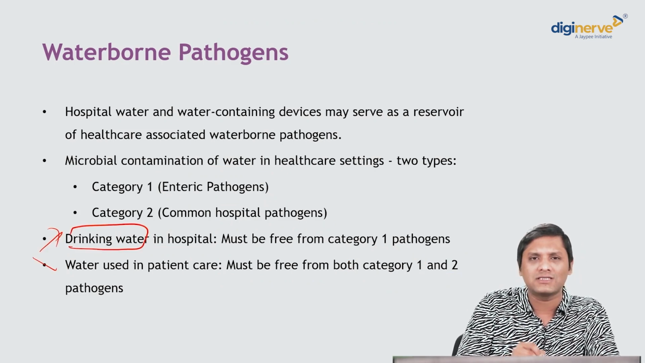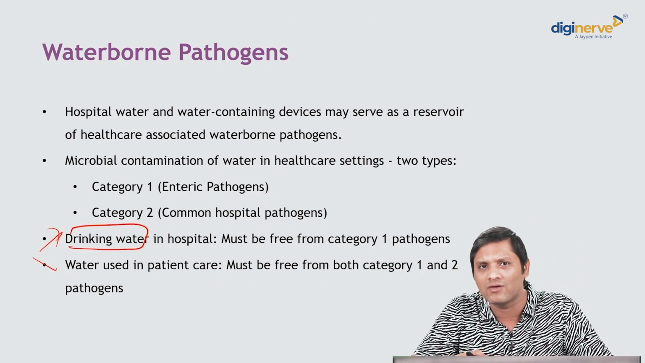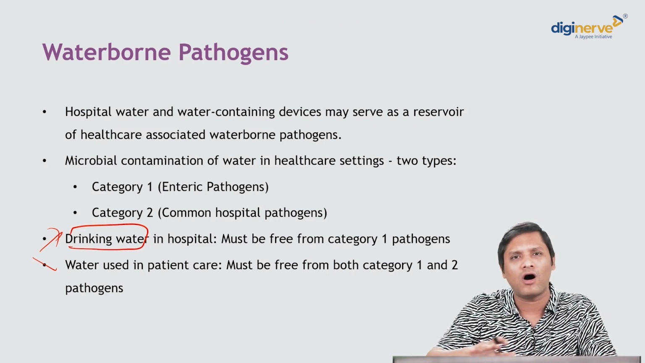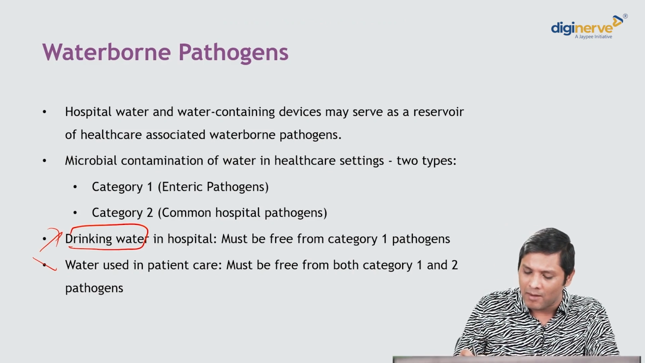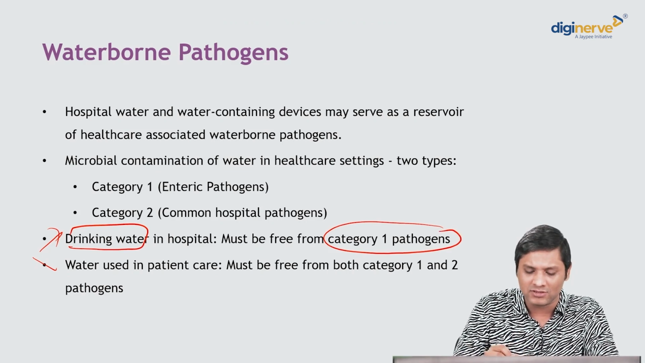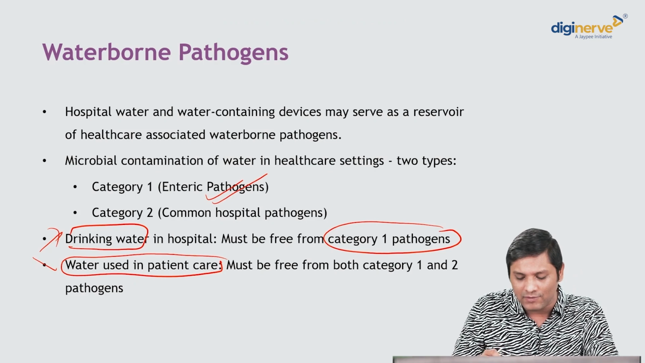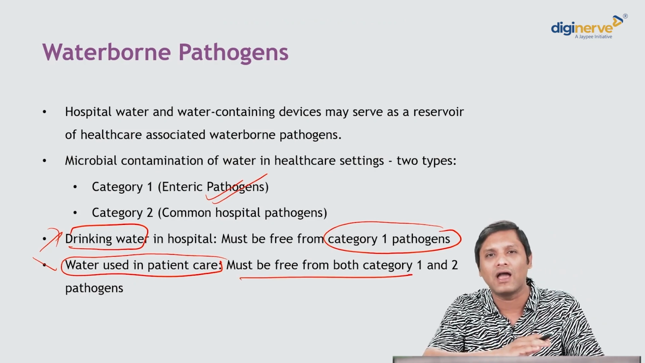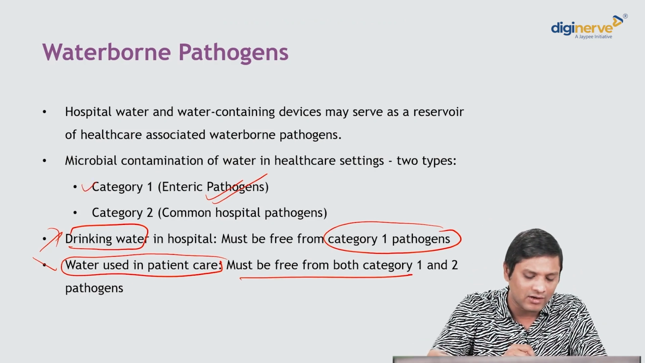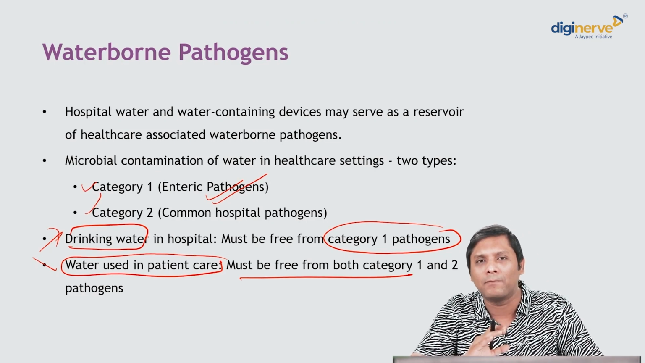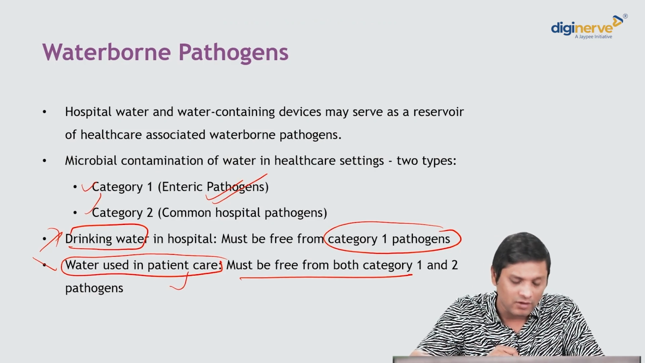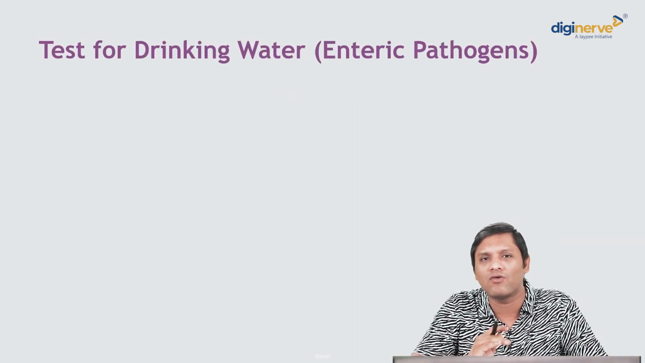Drinking water is the same as community drinking water. So whether in hospital or in community, the drinking water must be free from category 1 pathogens, that is, enteric pathogens, whereas water used in patient care activity must be devoid of any organism. Both category 1 and 2 organisms should not be present in the water used for patient care activity. So now we will discuss one by one. First we will discuss how we can test the drinking water quality.